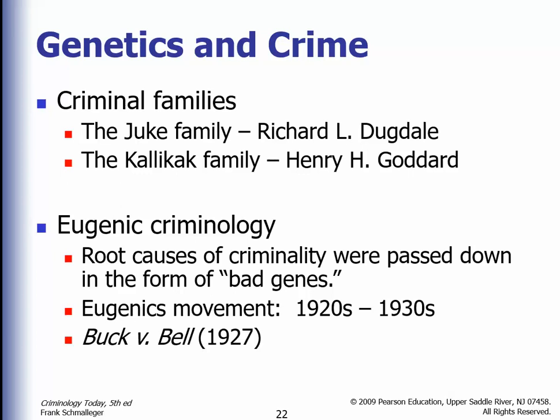Eugenic criminology is basically the belief that the root causes of criminality are based upon bad genes. And as I mentioned, the eugenics movement in the 20s and 30s, there were actually states that wanted to limit the reproductive rights of people who might come from these so-called bad families who had bad genes, not let them have any more kids.